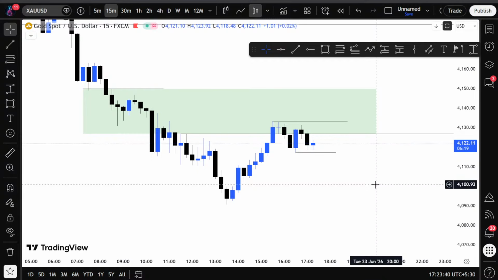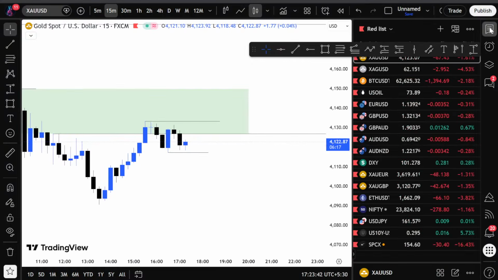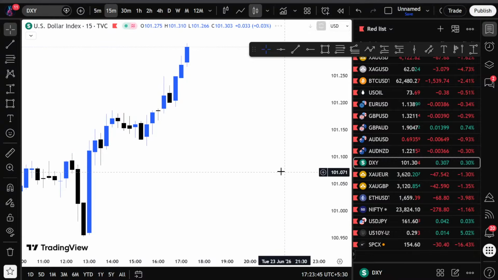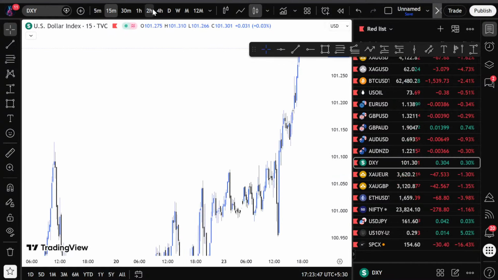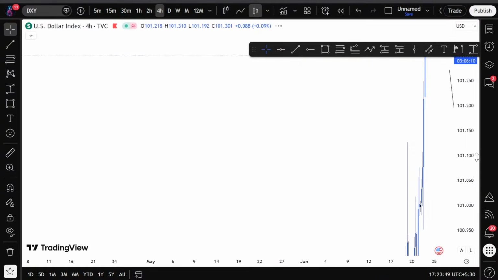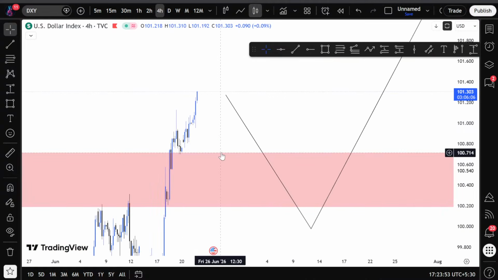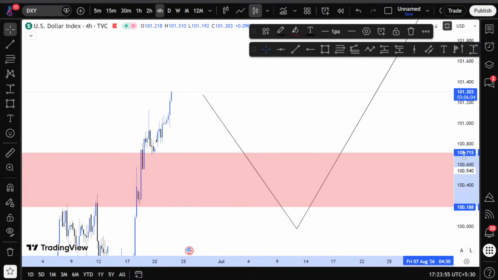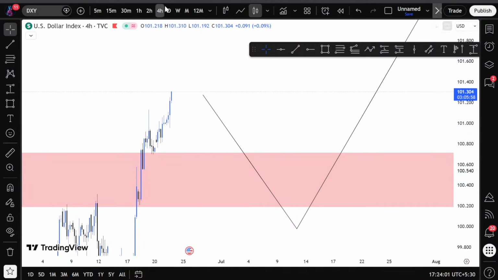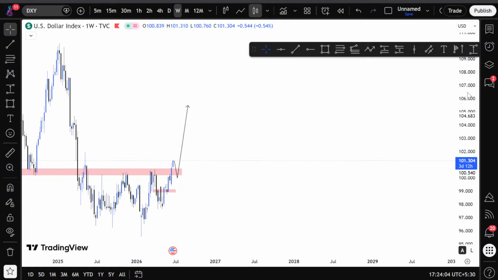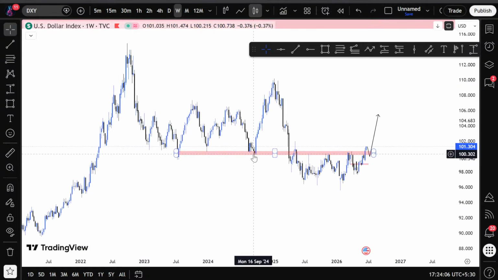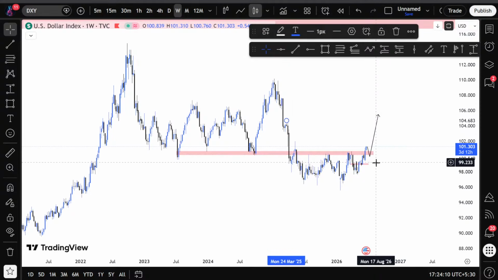Can you analyze DXY? Brother, we have already done the DXY analysis. It is bullish. If it drops here, the first buying area will be 100.7 to 1001. This will be your buy zone. This is a weekly time frame resistance area, which is now flipped. So on the retest, it can pump again.